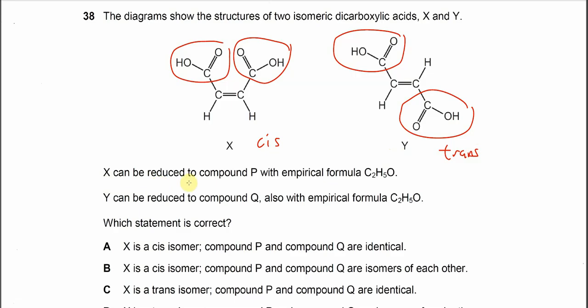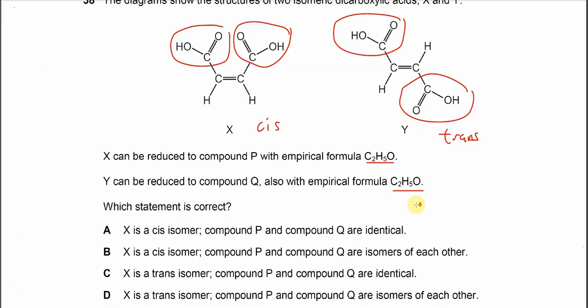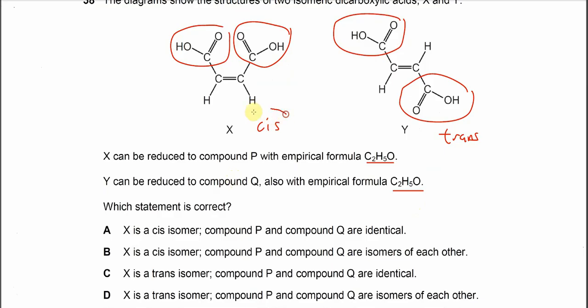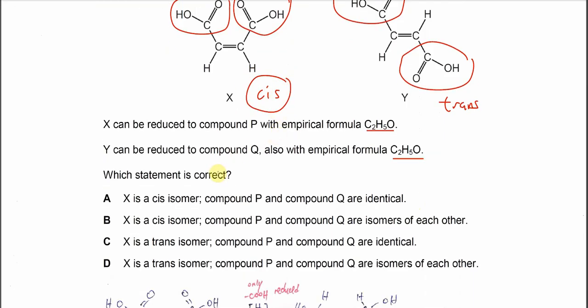X can be reduced to compound P with empirical formula C2H5O. Y also can be reduced to compound Q, and the empirical formula is C2H5O. So now, which statement is correct? For X, I already told you it is a cis isomer. So the answer could just be A or B. Now we need to identify compounds P and Q, whether they are identical or not.